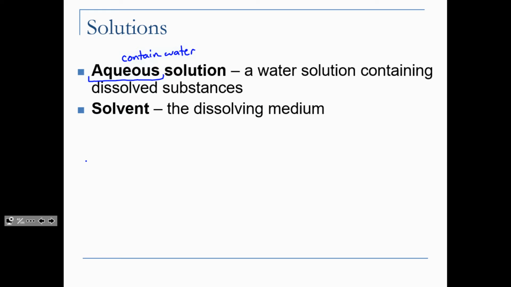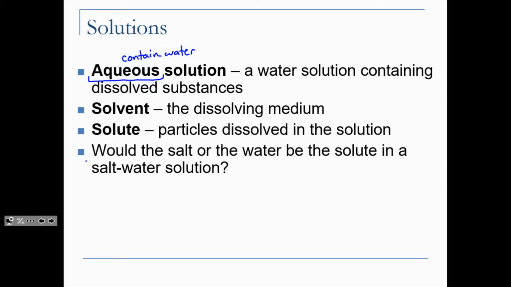And so with that, we have three different terms: solvent, solute, and then, of course, the solution itself. So the solvent is the dissolving medium, or what does the dissolving. Solute are the particles that are actually dissolved in the solution, or what gets dissolved.